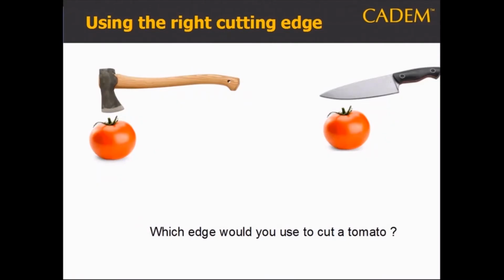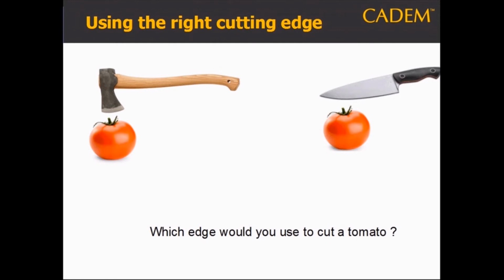An insert is usually made of not just one material, but is a combination of different materials. So the word grade is used instead of the word material. The cutting edge geometry and the grade of an insert are equally important when selecting an insert. The correct selection of cutting tools and cutting parameters, which is cutting speed, feed rate, and depth of cut, is the key to achieving high productivity in CNC machining.